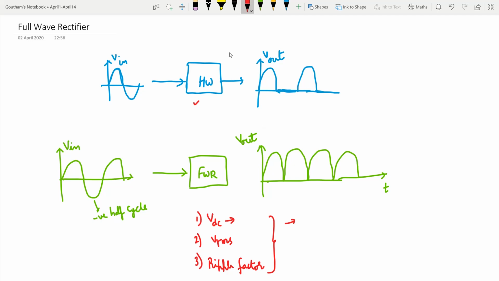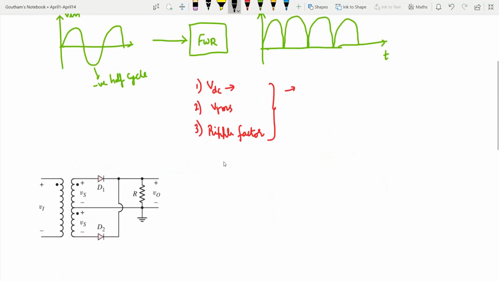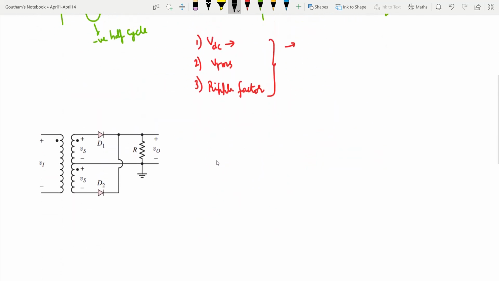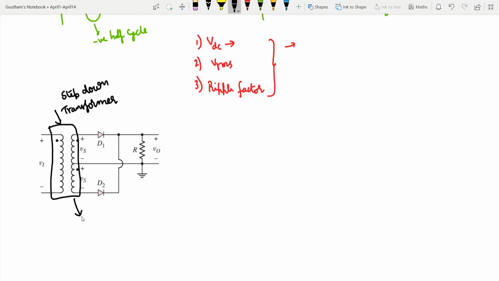Now let us look at the full wave rectifier circuit. This is how a full wave rectifier circuit looks like. The coils part that you see is a transformer. Usually we use a step down transformer, and in particular this transformer is called a center tap transformer.